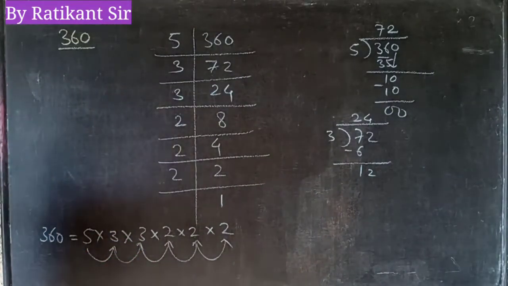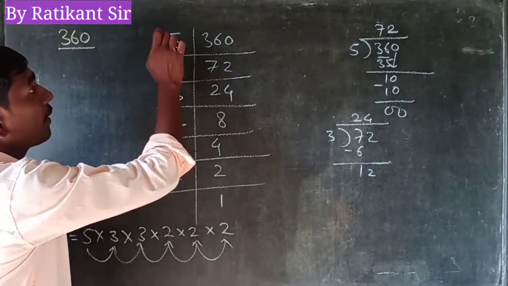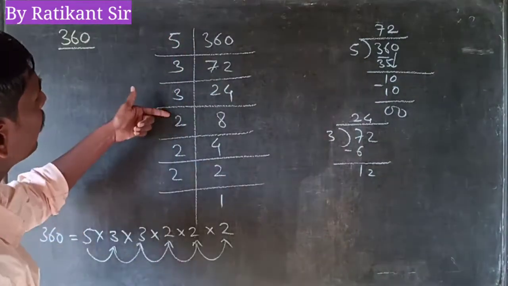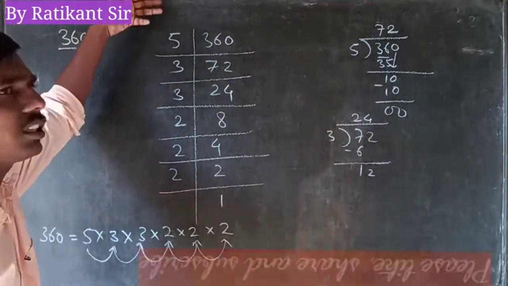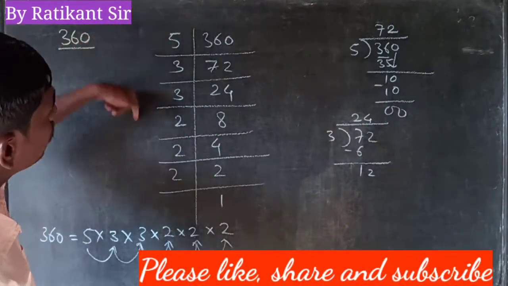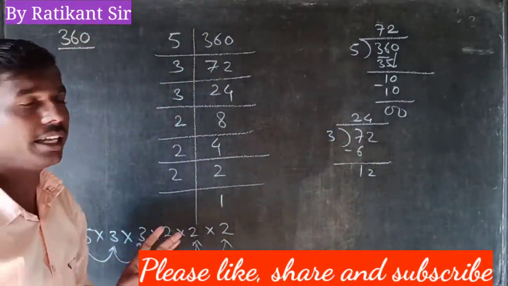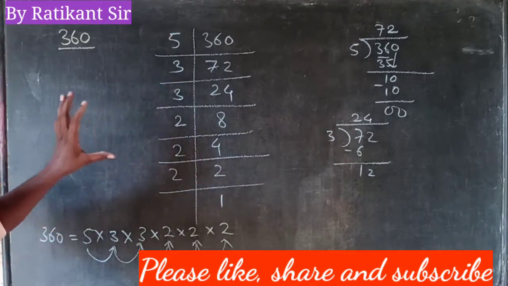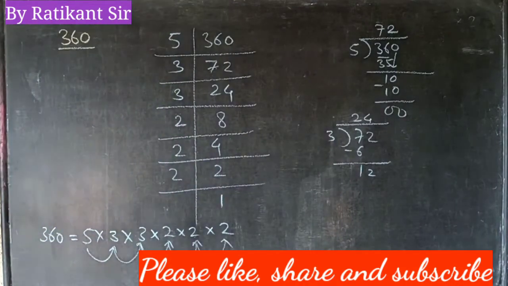Listen carefully. I have divided by 5 at first. You can divide by 2 also. We can divide by 3 also. It means we can take any prime number at any place. So please take the screenshot if you want.